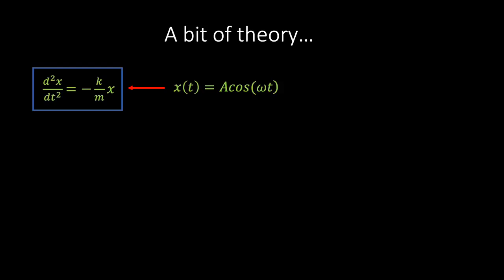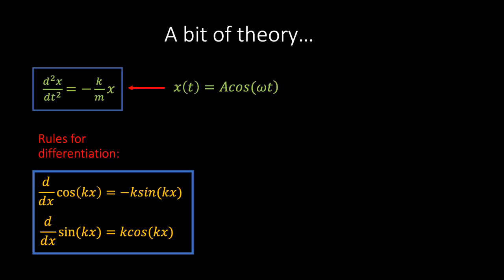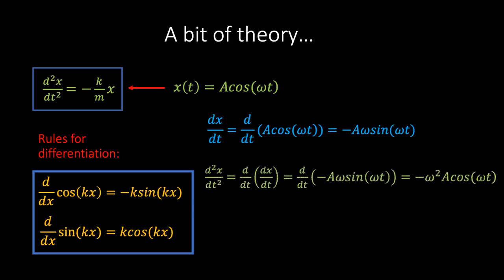And since the displacement function involves a cosine function, it would be helpful to recall the rules for differentiating cos and sine functions. If we differentiate the displacement function once with respect to time, then we find dx by dt equals minus A omega sine omega t, and this function represents the velocity of our simple harmonic oscillator. Next, if we differentiate again with respect to t, then we find that d2x by dt squared equals minus omega squared A cos omega t, which is simply equal to minus omega squared x.